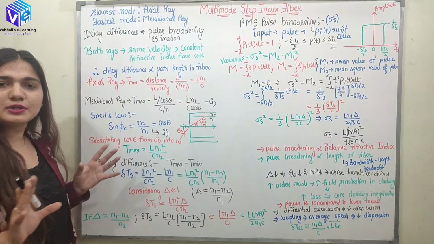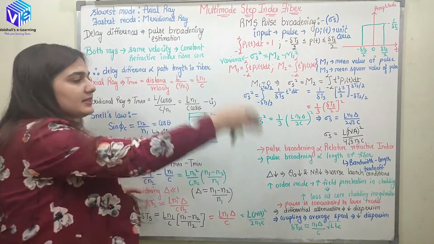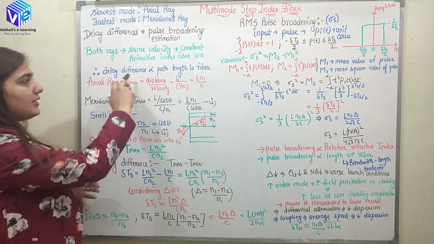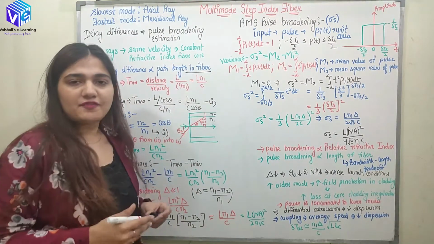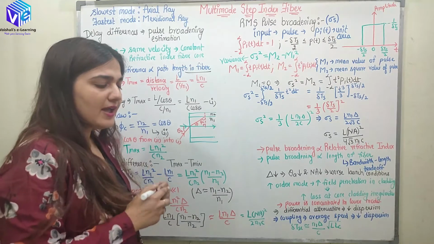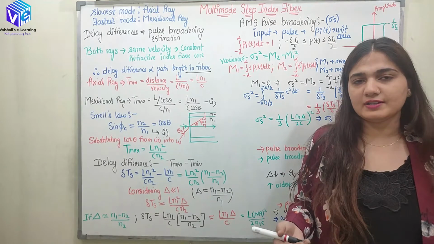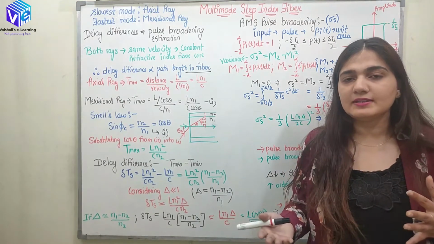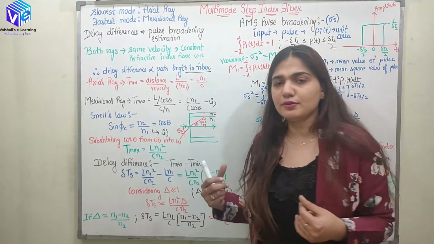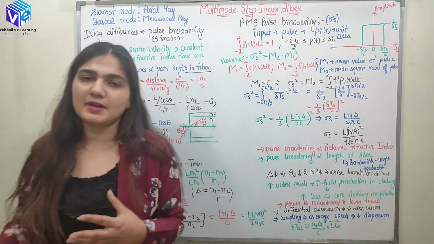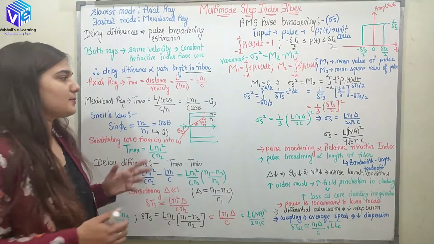I hope you understood till now. This was a very important thing to build your base to understand this derivation. Now the delay difference is directly proportional to the length of the fiber. If I have a higher path length, I will have more delay difference. If I have a lesser path length, I will have less delay difference. In the previous video, I told you that the pulse broadening also depends upon the length of the fiber. So we are going to justify these things mathematically.